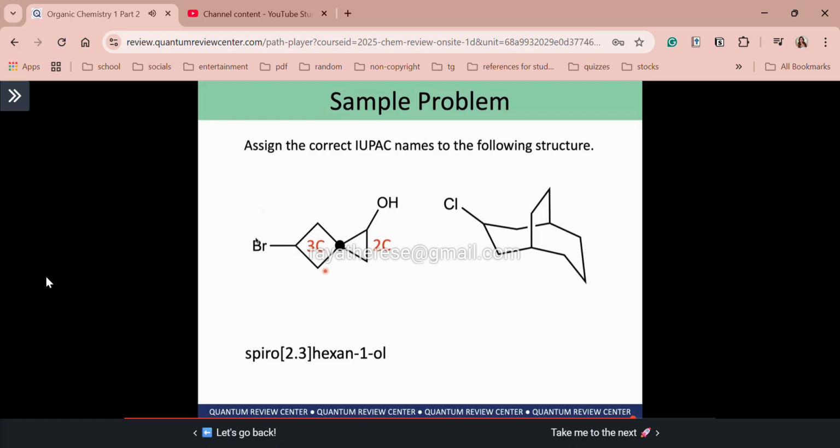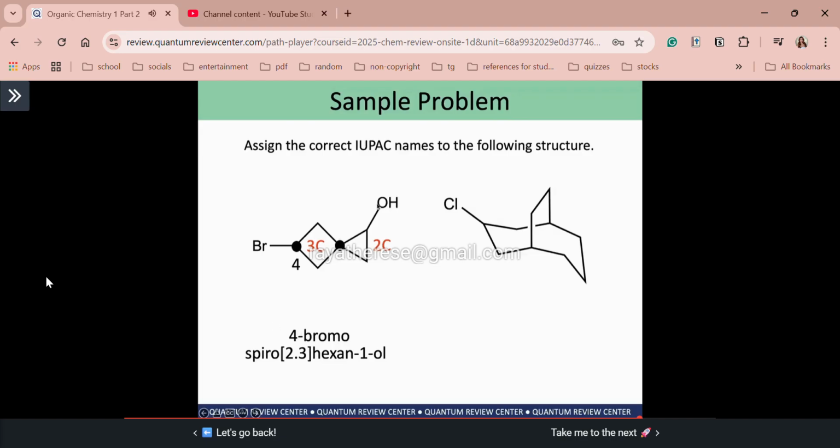Sir, how about the bromo? Class, we will prioritize this functional group, so this will be labeled as C1. If this is C1, we label C1, C2, C3, C4, so the bromo is at the C4 position. That's for our spiro compound. So our answer here is 4-bromo spiro[2.3]hexan-1-ol. Class, I hope it's clear. Here is our answer for our third compound.